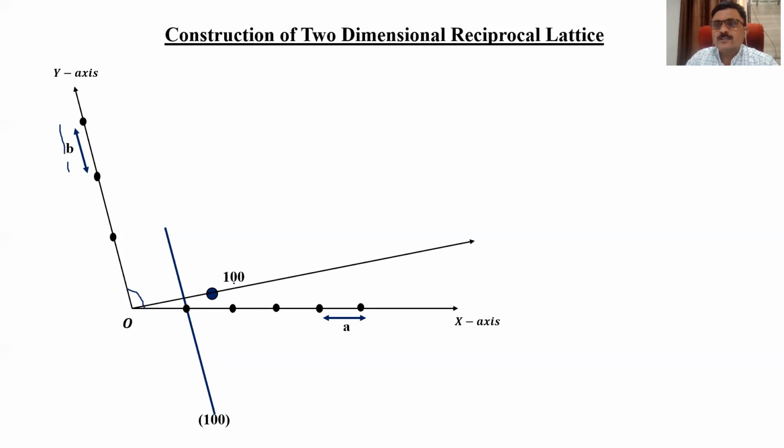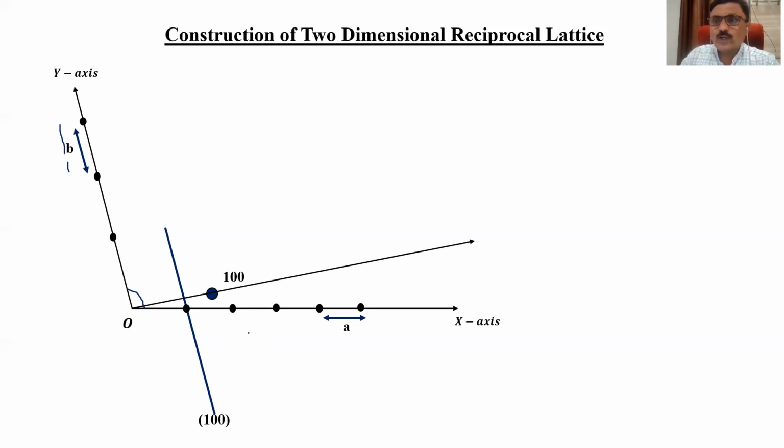One thing I would like to clarify is that in a direct lattice, the plane is represented by writing the Miller indices in parentheses. However, parentheses are not used while representing the reciprocal lattice point. Whenever there is no parenthesis, it is a reciprocal lattice point. Whenever there is a parenthesis, the corresponding Miller indices are for the direct lattice or crystal lattice. So that we should remember. Likewise, one can construct the reciprocal lattice point for the 100 planes.